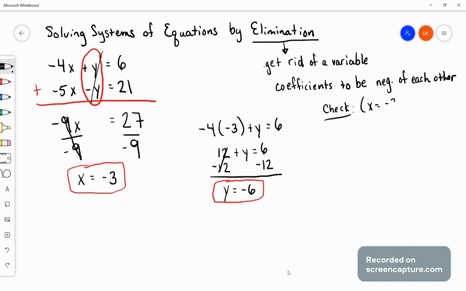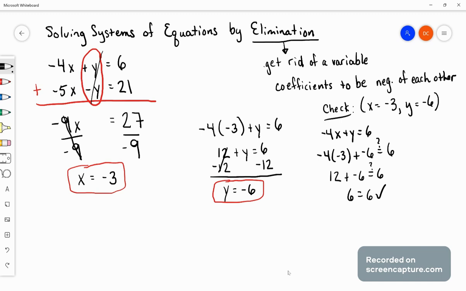So x equals negative 3, y equals negative 6. I'm going to check that in each of them. Negative 4x plus y equals 6. Negative 4 times negative 3 plus a negative 6. Does that equal 6? That's my question. Negative 4 times negative 3 is a positive 12, plus a negative 6. That's the same as saying 12 minus 6, and yes, 12 minus 6 is 6. So 6 equals 6. It works in my first equation.